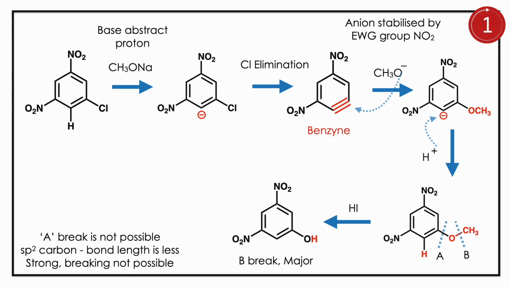Since the structure is symmetrical, you have the anion formed near nitro. Nitro also stabilizes the anion because it is an electron withdrawing group. Next step you are adding hydrogen iodide. Where hydrogen iodide attacks, it can attack in either possible way. It can break the bond A or B pathway. A pathway is impossible because it's an sp2 carbon, bond length is less. So only the B pathway break is possible. You end up with phenol. The concept you outline here is that in the benzyne mechanism, the stable intermediate always forms, and the substitution happens away from the electron withdrawing group.